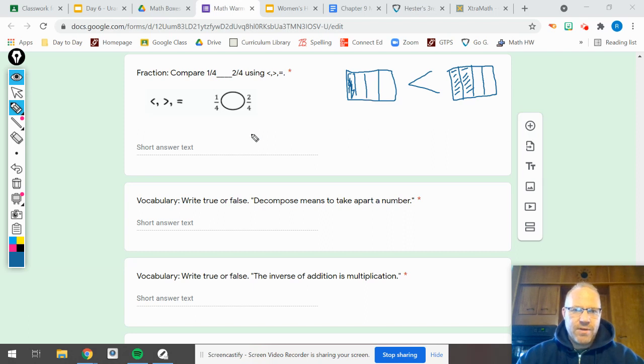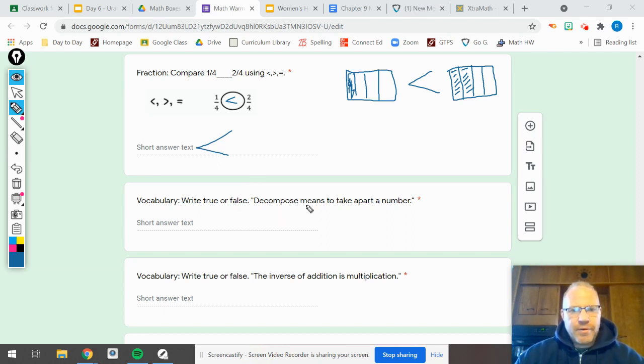So we have, like this, the less than symbol. 1/4 is less than 2/4. So you're going to put that less than symbol in, which is right next to the M on your keyboard.